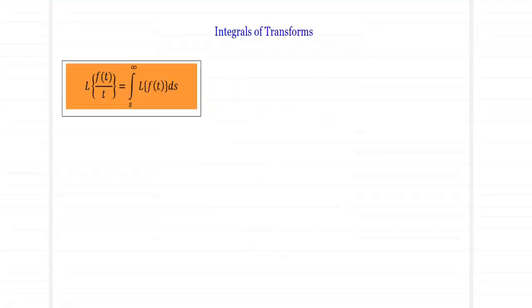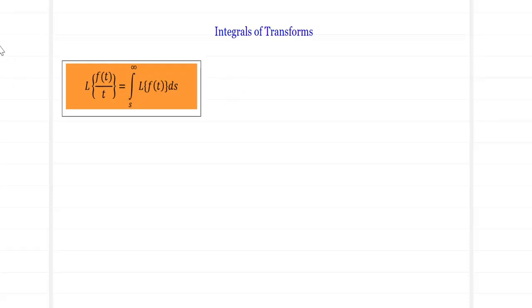The property we are going to see first is called integral of transforms, which says Laplace of f of t divided by t is nothing but the integral from s to infinity of Laplace of f of t ds. So whenever there is a division by t, it has to be integrated with respect to ds. Can we now apply it to a simple problem and see?